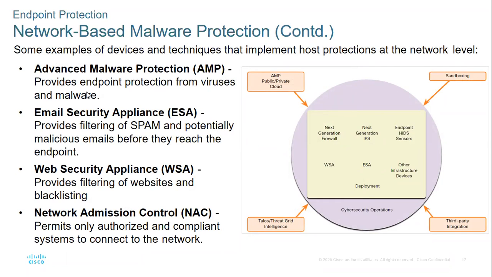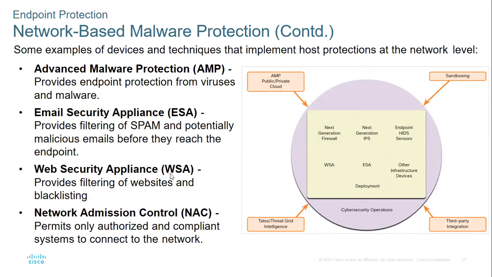So we have the advanced malware protection, which is the Cisco AMP, which protects your organization from malware and viruses. And then we have the email security appliance, which protects your organization from spam and other malicious emails. And then we have the web security appliance. Of course, this web security appliance has a database, or what is known as a blacklist. In that database, we have a list of blacklisted websites, which are malicious websites. So if any worker in your organization wants to access a particular website, that information is sent to the web security appliance.